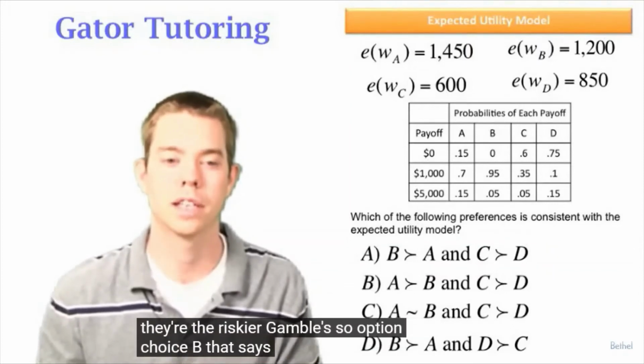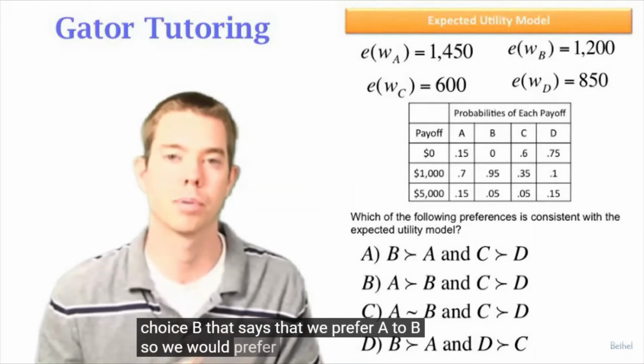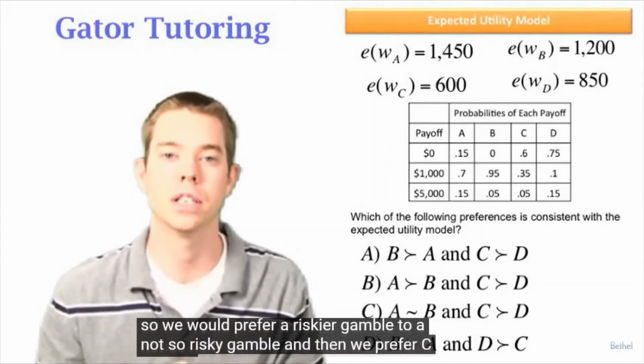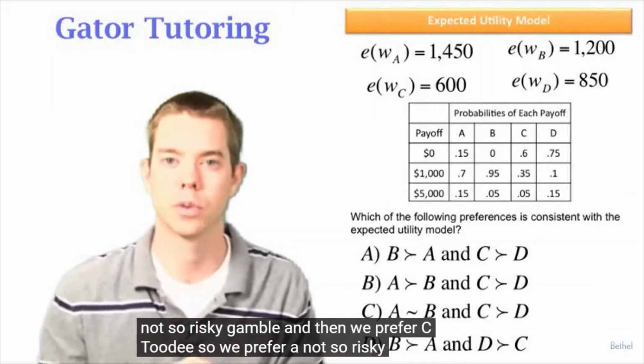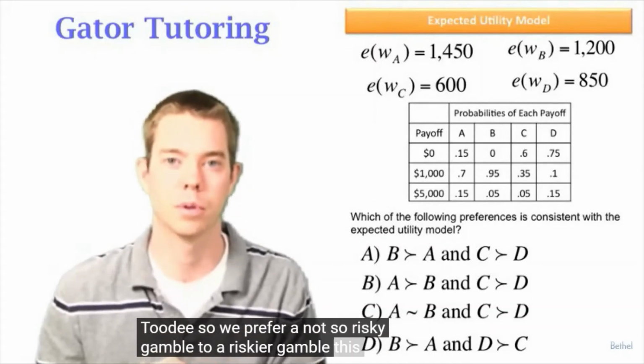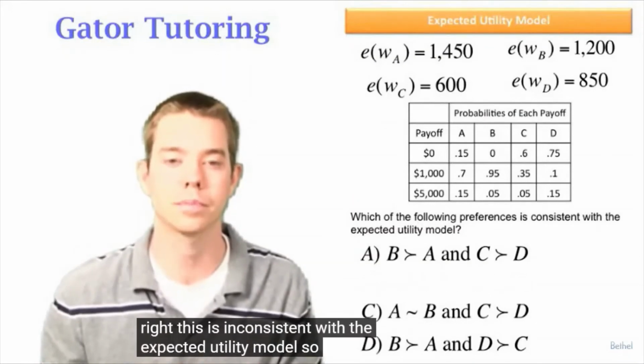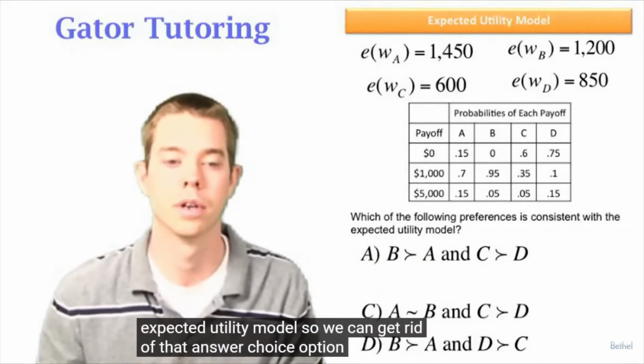So option choice B says that we prefer A to B, so we prefer a riskier gamble to a not so risky gamble, and then we prefer C to D, so we prefer a not so risky gamble to a riskier gamble. This can't be right. This is inconsistent with the expected utility model. So we can get rid of that answer choice.